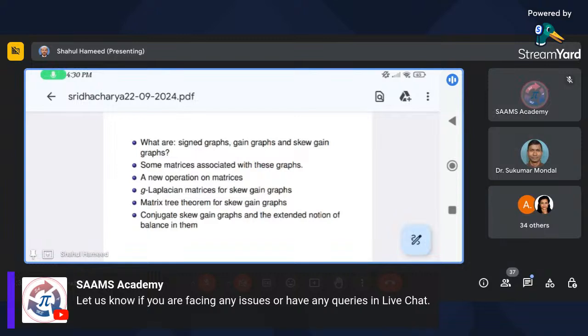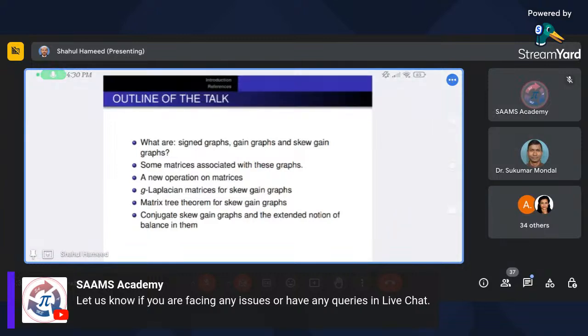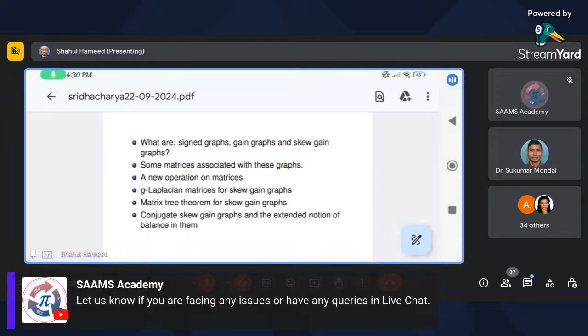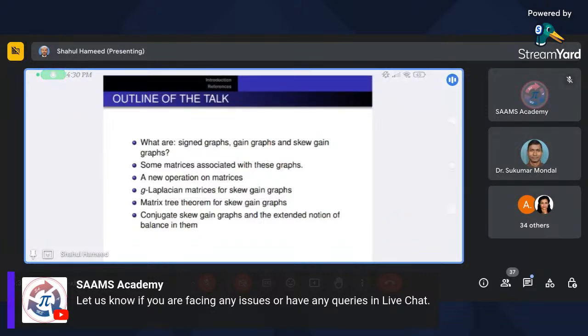And of course, from the skew gain graphs, we have selected a particular case where we can find some applications of conjugate skew gain graphs to the realm of social balance theory or sociology, mathematical sociology, so to say. Now, after that, I'll go on to some matrices associated with these graphs. Then I will introduce new operations on matrices, with which we can have the relation that usually connects with Laplacian and incidence matrices.